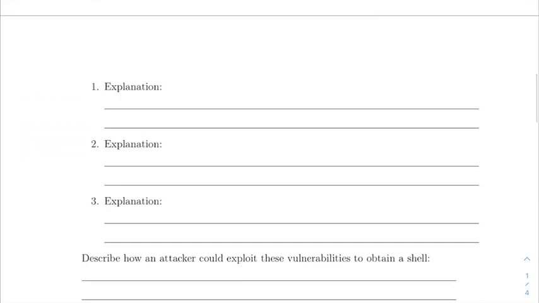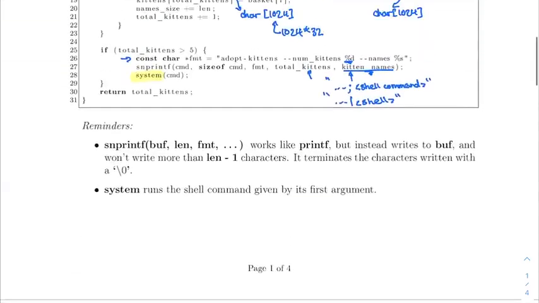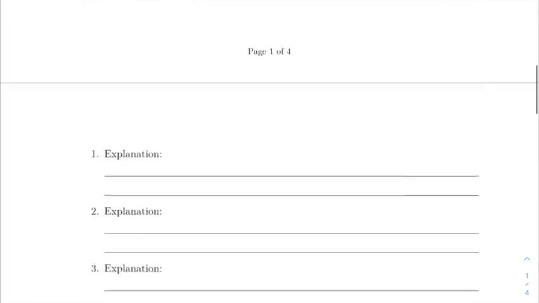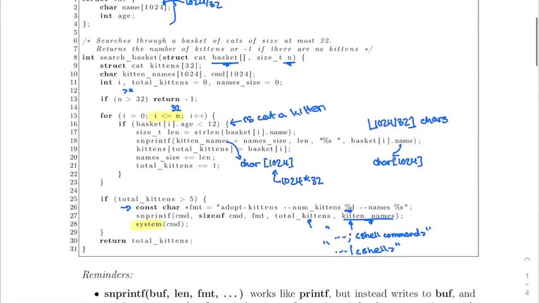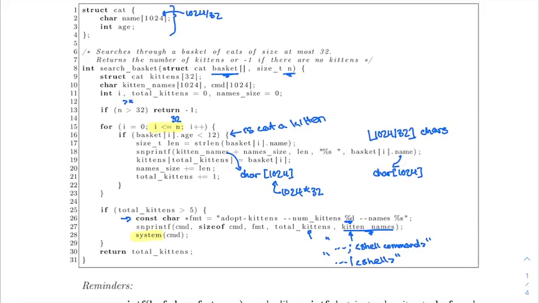And then there's this last question, which is: describe how an attacker could exploit these vulnerabilities to obtain a shell. Great. So as we mentioned before, we have these three errors: one on line 15, one on line 18 with the sprintf and specifically the length right here potentially messing things up, and then the command injection here, right? So you can string the two together.